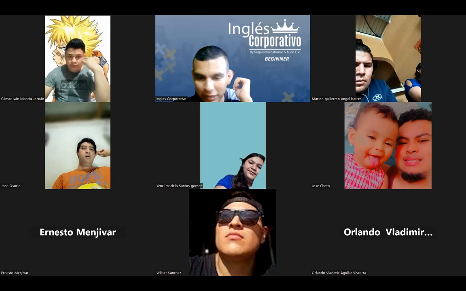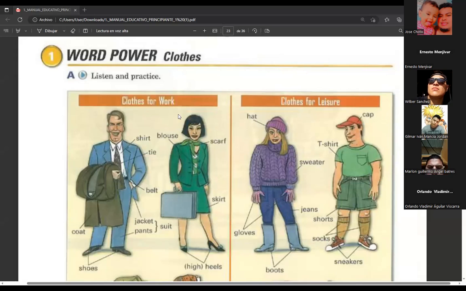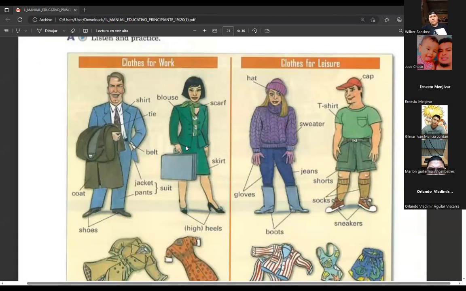Perdón. Esos son los adjetivos. Y también tenemos las clothes. Clothes para leisure y clothes to work. Ok. Por ejemplo, cuando van al trabajo, ¿qué es lo que usualmente visten? I wear, por ejemplo, en mi caso, this is my case. I wear a shirt, pants, shoes, and tie, and also belt. I wear, yo visto. Acá no se utiliza el verbo usar, que es use, ¿verdad? Sino que utilizamos wear. I wear hat, I wear high heels, I wear suit.